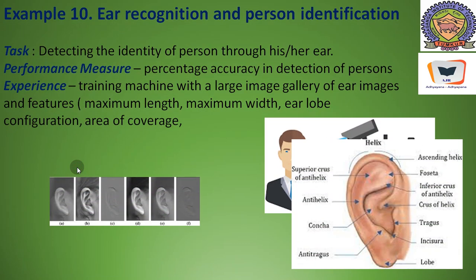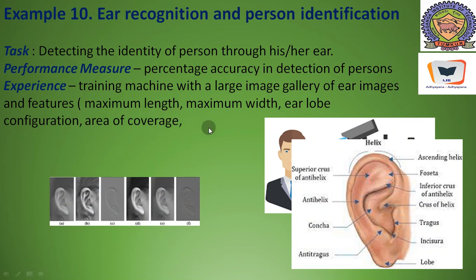Example 10, ear recognition and personal identification. The task is detecting the identity of a person through his or her ear image. This is ear biometrics, a big field. Performance measure, the percentage accuracy in detection of persons given an image of the ear.